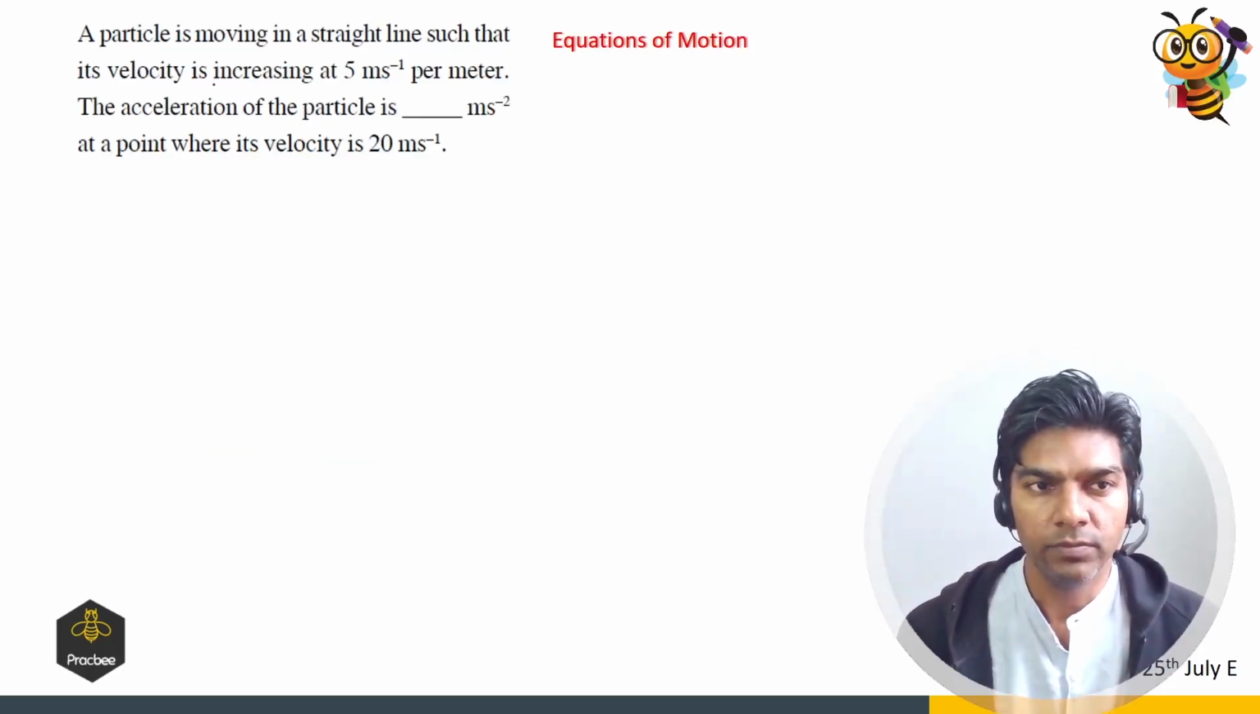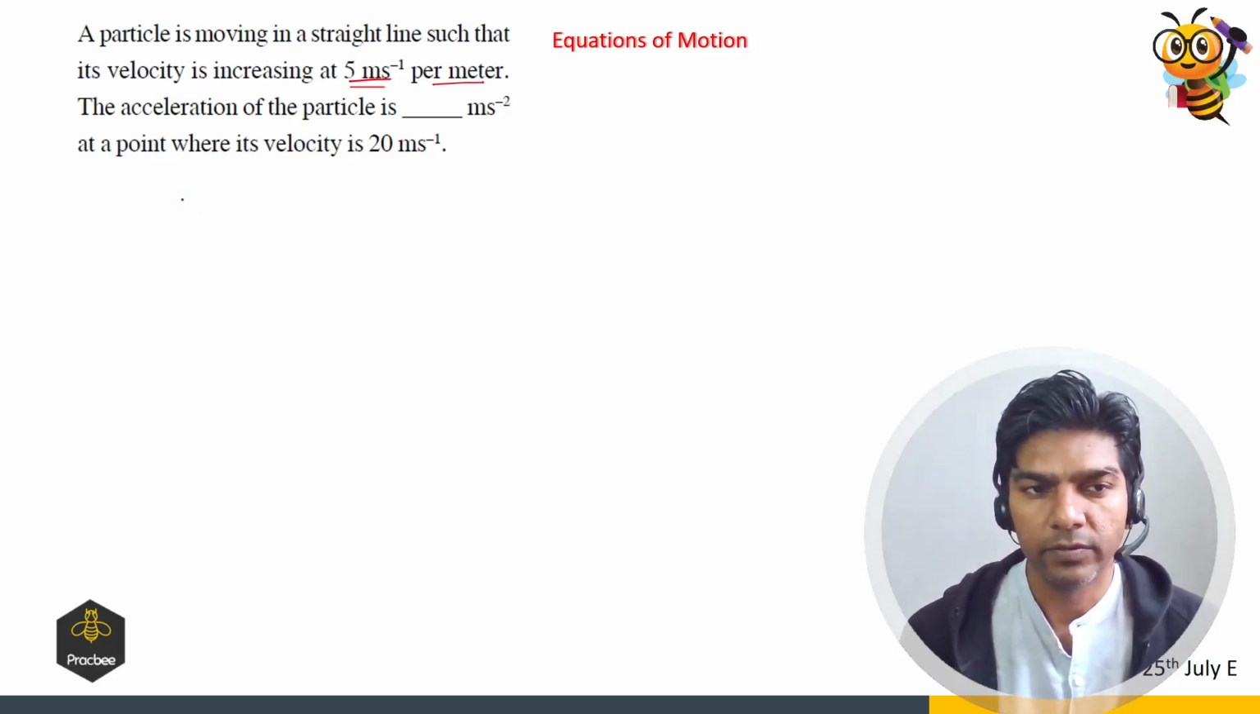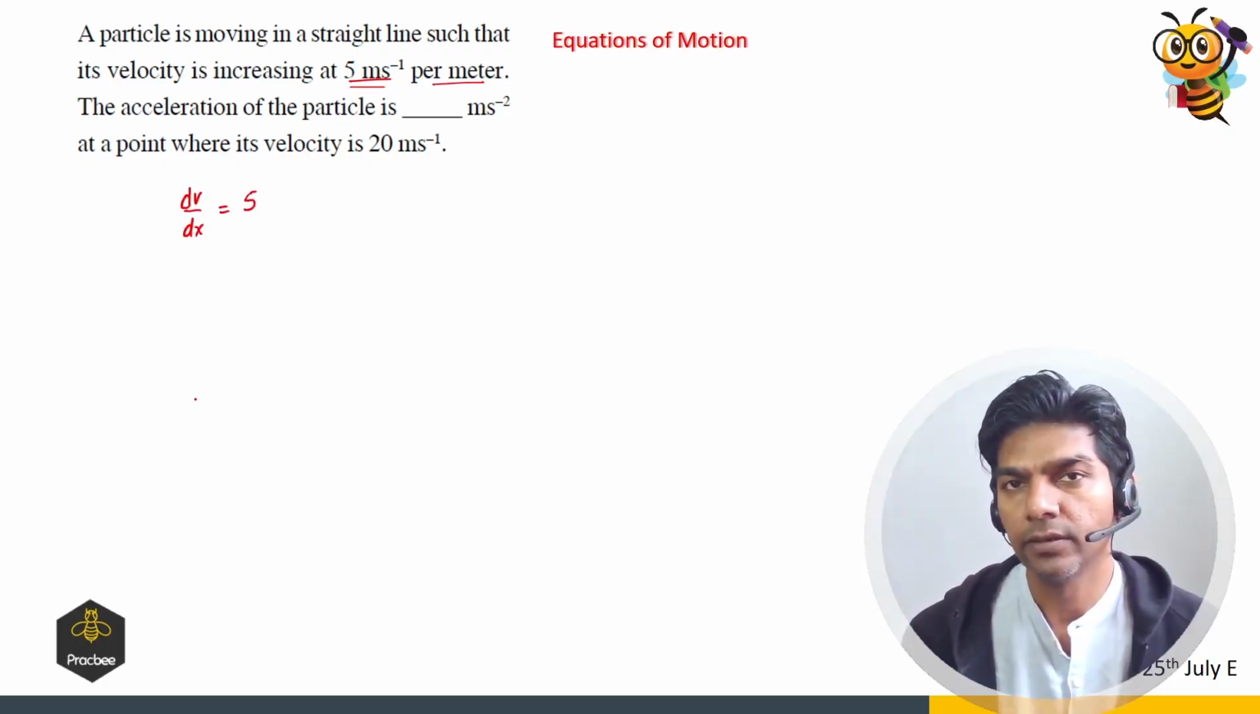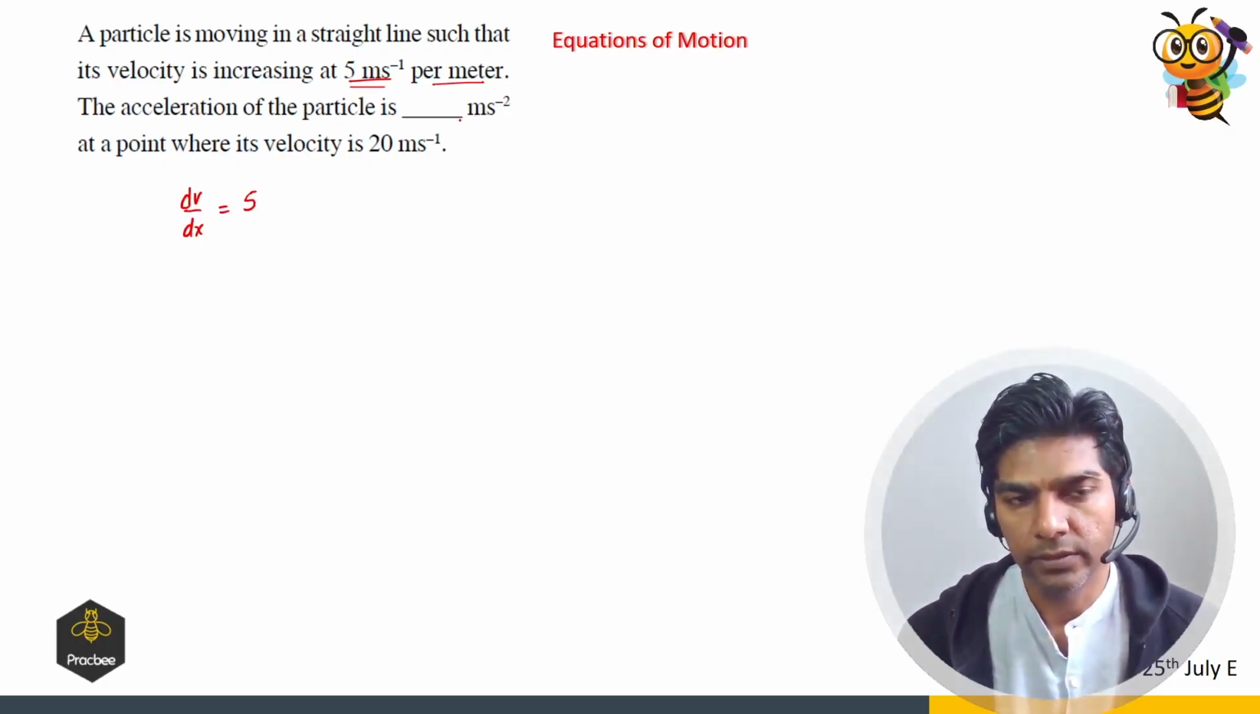Now let us see this question. A particle is moving in a straight line such that its velocity is increasing at 5 meters per second per meter. So we can say dv by dx is given as 5, right? 5 meters per second per meter. We have to find the acceleration of the particle at the point where the velocity is 20 meters per second, right?